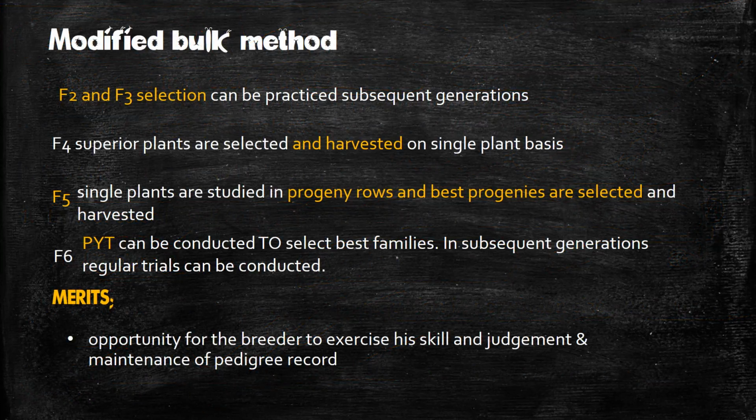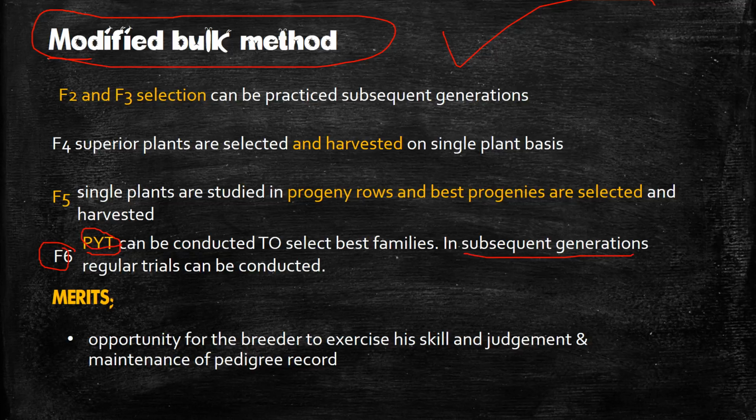So guys, we know that the main disadvantage that the bulk method poses is that it is very prolonged, and it takes nearly 20 to 30 years to develop a single variety. So we'll just see how the modified bulk method actually works. We'll just go from the bottom. You see, in the F6 generation, a preliminary yield trial is conducted, and in the subsequent generations, regular trials are conducted, and the best variety is released.